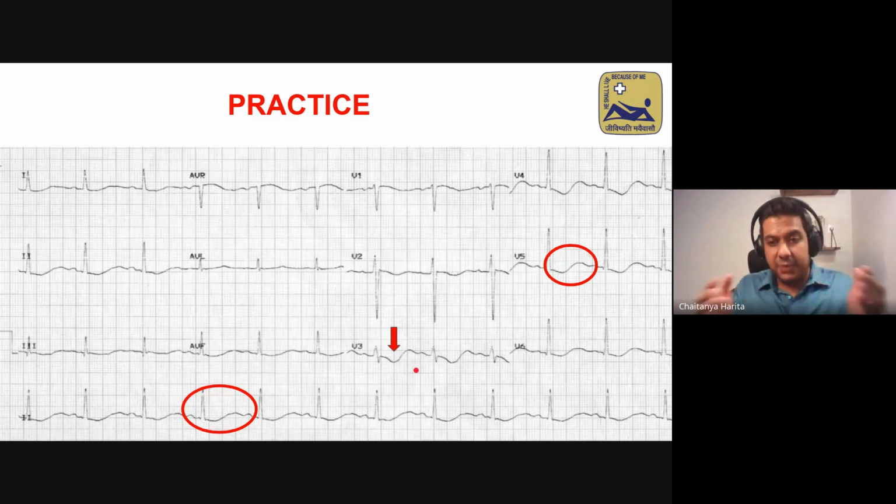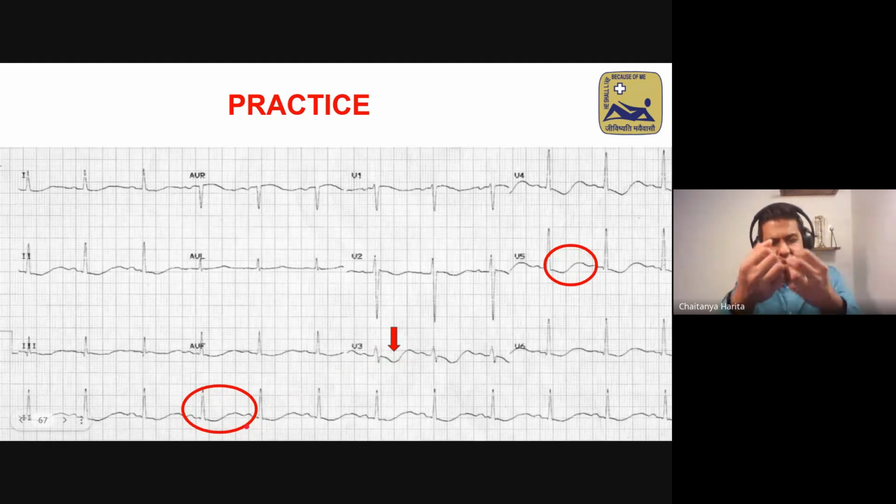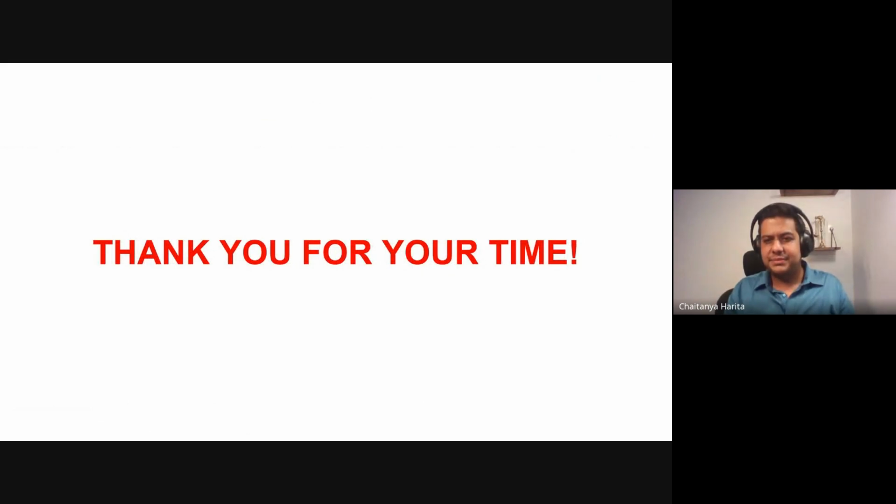It looks like the QT is prolonged. It's actually a pseudo QT prolongation. This is actually a QU. It's actually a mixture, a TU wave. So there's a mixture of a T wave and a U wave here. That's why it looks like the ST segment is pulled down and stretched, classically seen in hypokalemia.